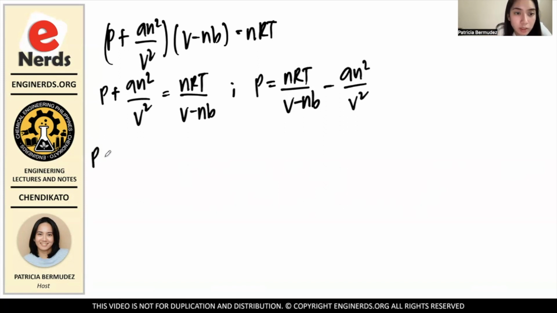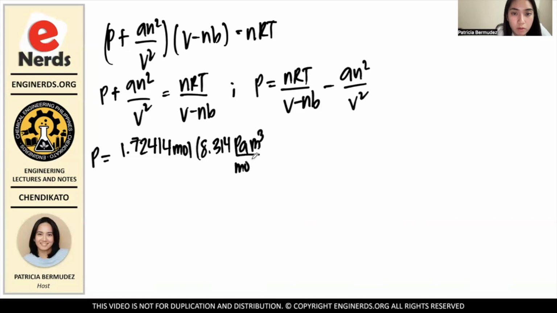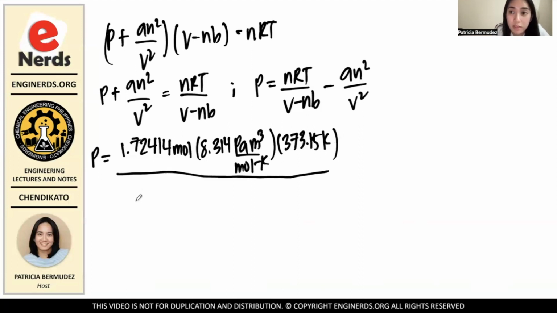Therefore, yung pressure natin here is, yung N natin is 1.72414 moles. And then yung R natin, let's use yung SI, which is 8.314 Pascal meter cube per mole per Kelvin. And then yung temperature natin, it's 100. It is not the critical temperature, but the temperature of the vessel. So yung 100 natin, degrees Celsius, we convert to Kelvin. So it is 373.15 Kelvin. That is over yung volume natin ng vessel, which is 100 liters.